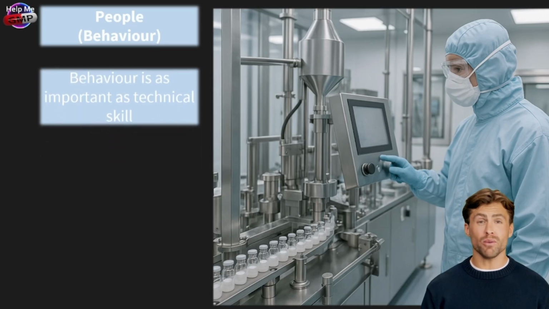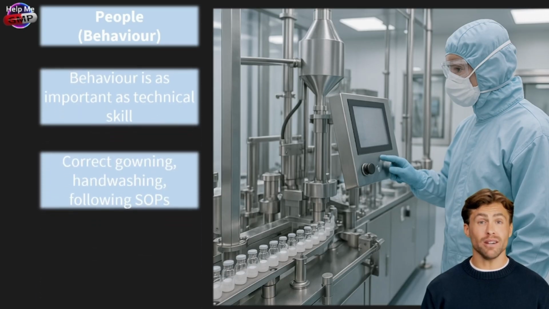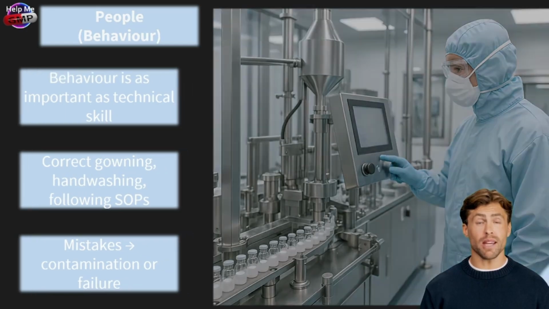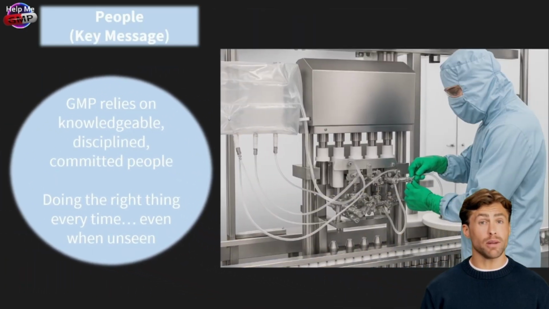The way a person moves within a clean room, how they handle materials, how they follow procedures, all of these affect product quality. Gowning incorrectly, skipping a hand wash step, or misunderstanding a procedure can all lead to contamination or quality failure. In short, GMP relies on people who are knowledgeable, disciplined, and committed to doing the right thing every time, even when no one is watching.